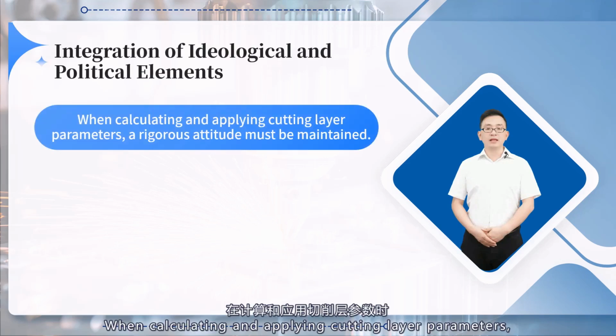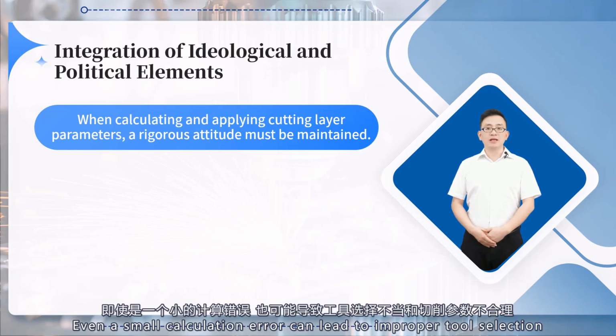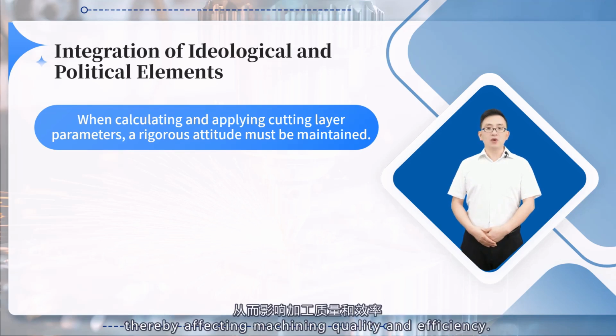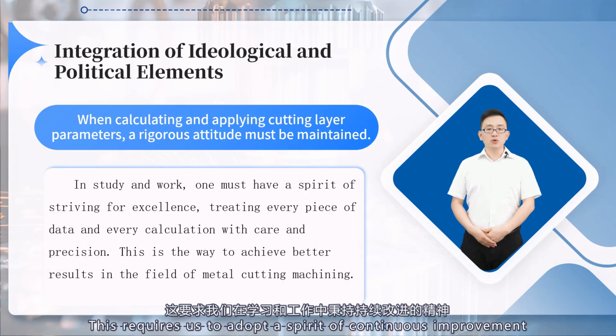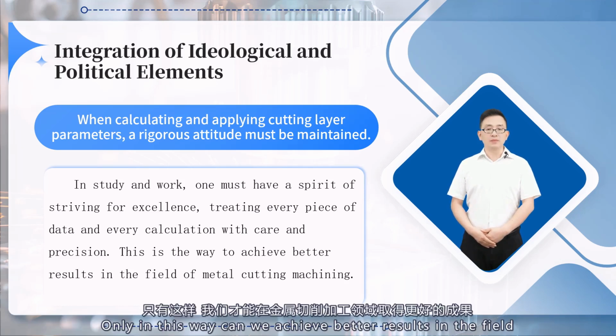requirements. When calculating and applying cutting layer parameters, we must maintain a rigorous attitude. Even a small calculation error can lead to improper tool selection and unreasonable cutting parameters, thereby affecting machining quality and efficiency. This requires us to adopt a spirit of continuous improvement in our studies and work, being meticulous and careful with every piece of data and every calculation. Only in this way can we achieve better results in the field of metal cutting processing.